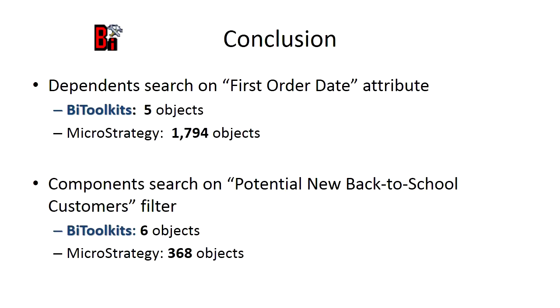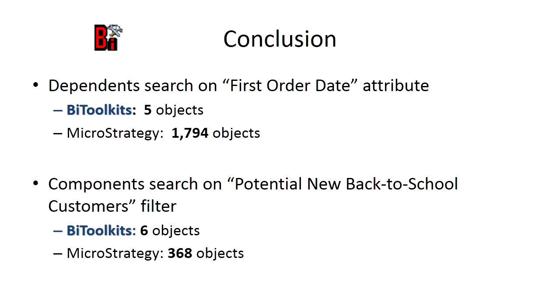So in conclusion, the recursive dependence search on the first order date attribute returns 5 objects using BiToolkits, but returns 1,794 objects using search for dependence in MicroStrategy. The recursive components search on the potential new back-to-school customers filter returns 6 objects in BiToolkits, but returns 368 objects using search for components in MicroStrategy. This concludes our first session.